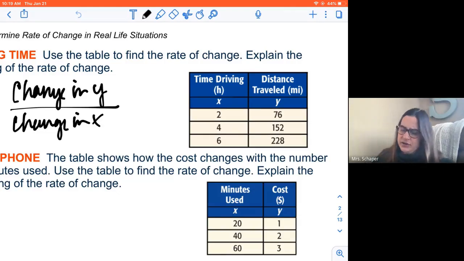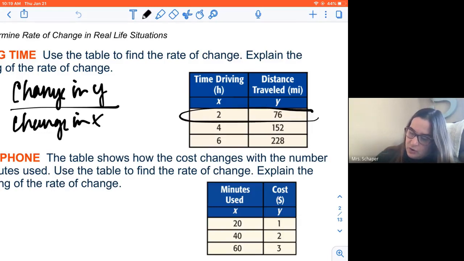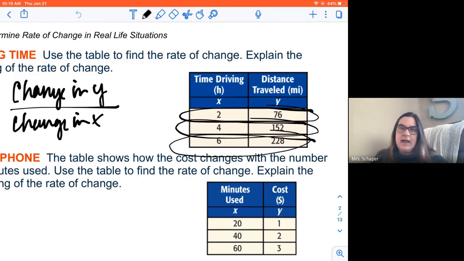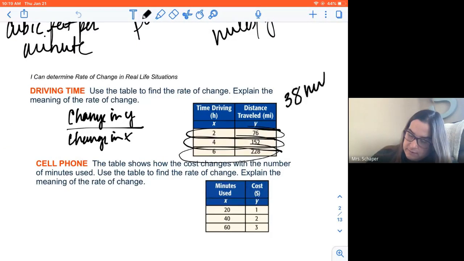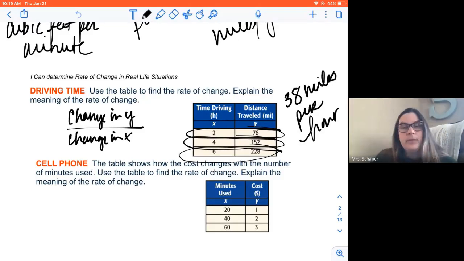All right. So what I can do is take 76 divided by 2, or 152 divided by 4, or 228 divided by 6. And when I do that, I'm going to get what my rate of change is. So if I do 76 divided by 2, I'm going to get 38 miles per hour. 38 miles per hour. And what that means is for every hour I travel, I'm going to travel about 38 miles.